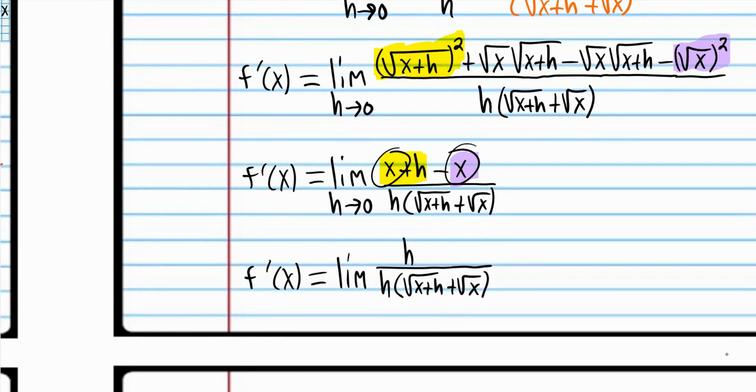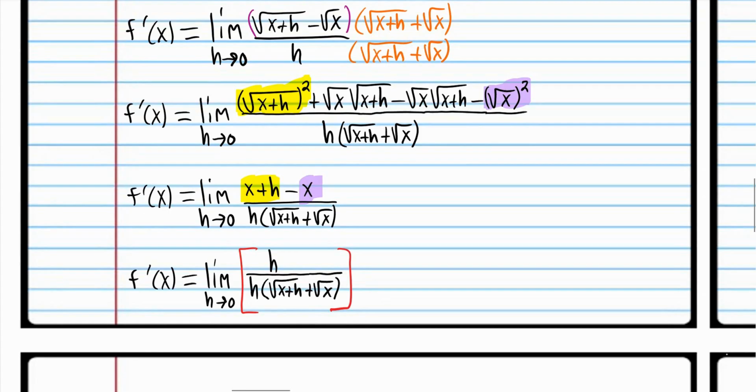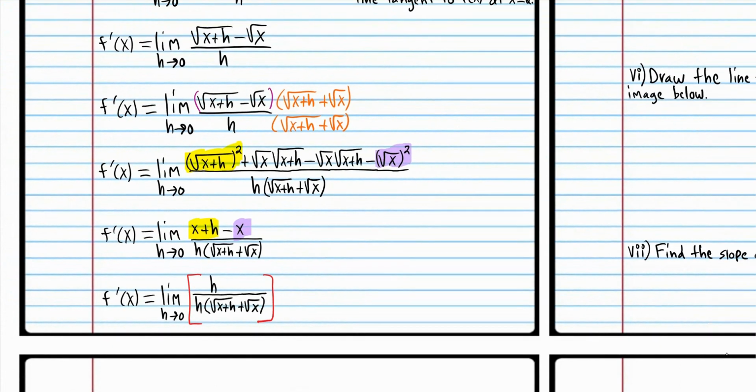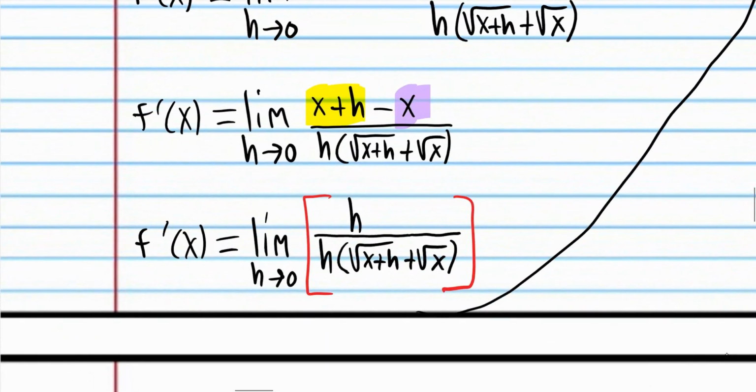These x's here, they cancel out. x minus x is 0. So we have the limit of h over h times (square root of x plus h plus square root of x) as h approaches 0. And if you want to, you can use brackets. Again, you could probably get away with not using brackets, but it's good to use those whenever you feel that there's any ambiguity.